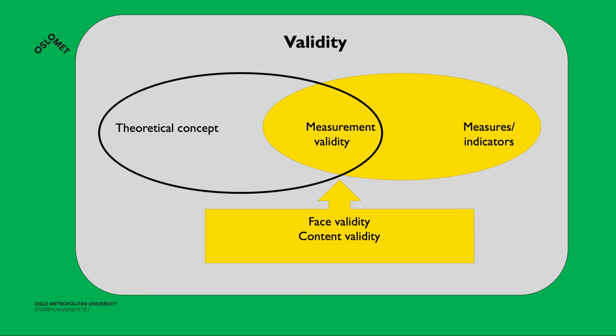And we talk about face validity and content validity. Face validity is whether the measures we use to measure this theoretical concept seem plausible and seem relevant when first being faced with them. Whereas content validity is more about really discussing with experts in the field, going to the literature, and really being critical of whether these questions are a good way of measuring what we want to measure.